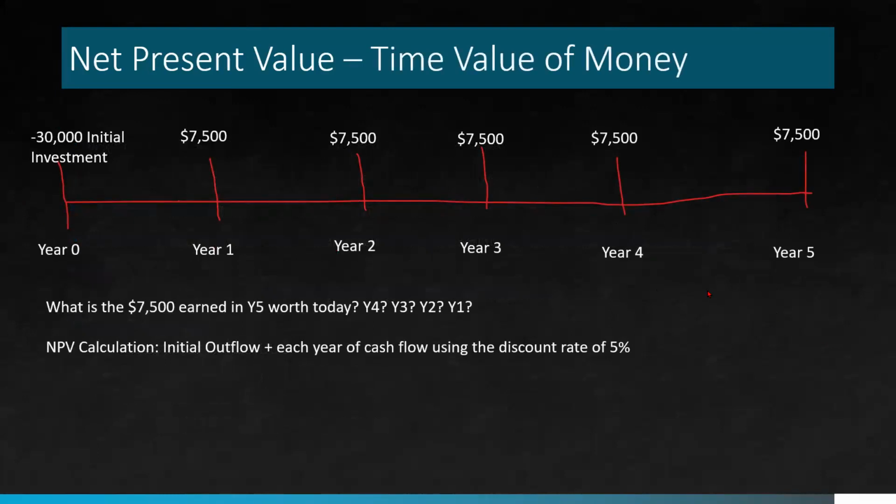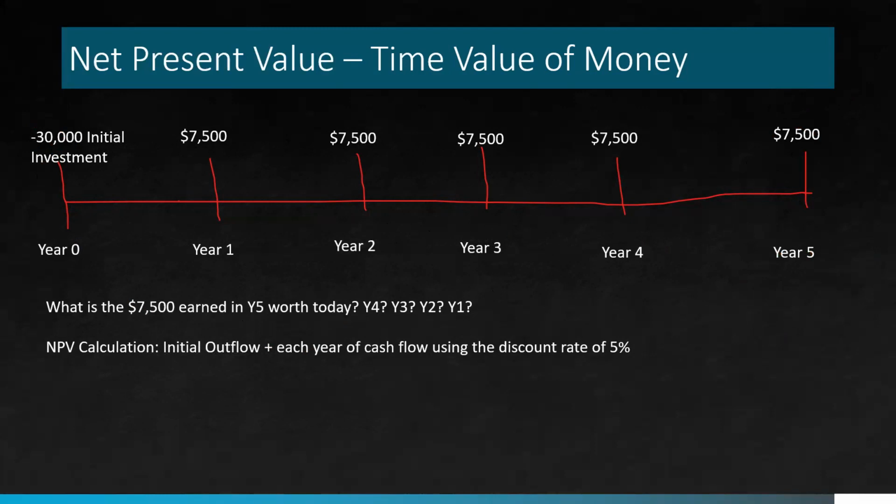And so you go in and you do that, you line up what the cash flows are going to be, and then you have to answer the question: what is the $7,500 earned in year 5 worth today? And what is year 4 worth today, year 3, year 2, and year 1? Because remember, the money over here in year 5, while it says $7,500, if you took that $30,000 initial investment, that could actually turn into more money.